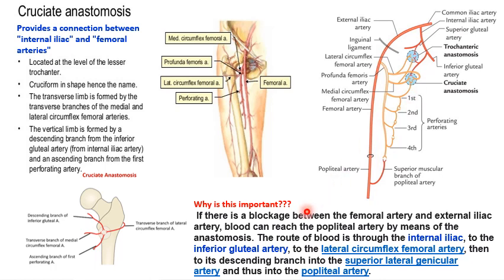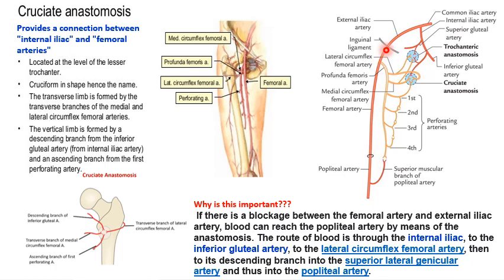So why is this cruciate anastomosis important? If there is any blockage between the femoral artery and the external iliac artery here, there is no flow lower down, that is through the profunda femoris and through the lateral and medial circumflex femoral arteries, isn't it?